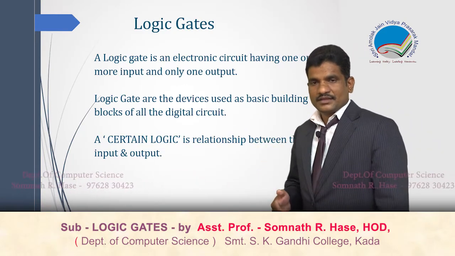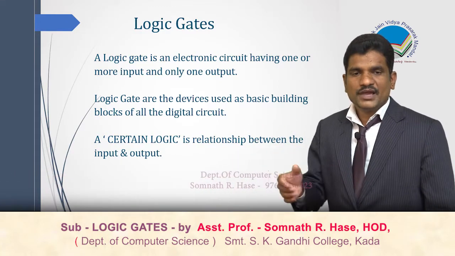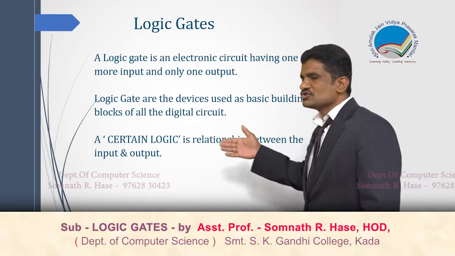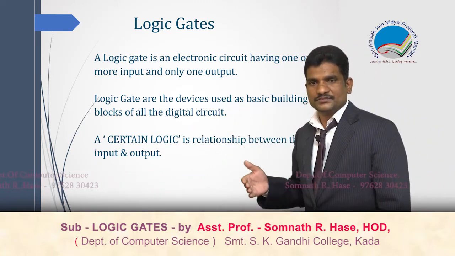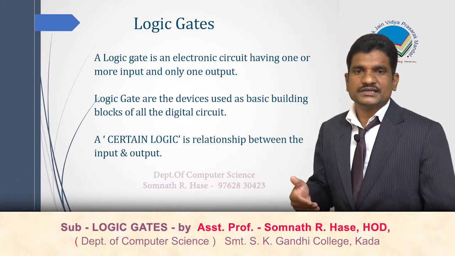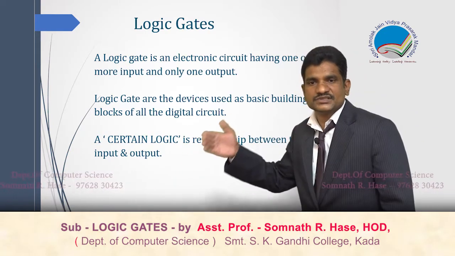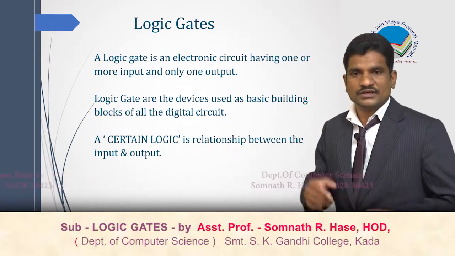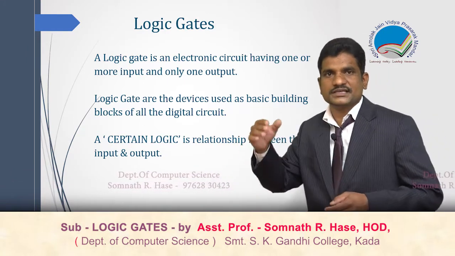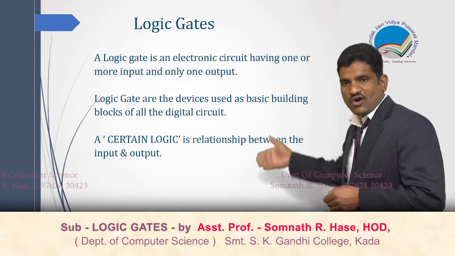Logic gates have an input and an output. The input may be in the form of 0 and 1, and the output is also in the form of 0 and 1. The 0 represents the off state, and 1 represents the on state. A certain logic is a relationship between input and output. Logic means thinking. So this logic is a relationship between input as well as output.